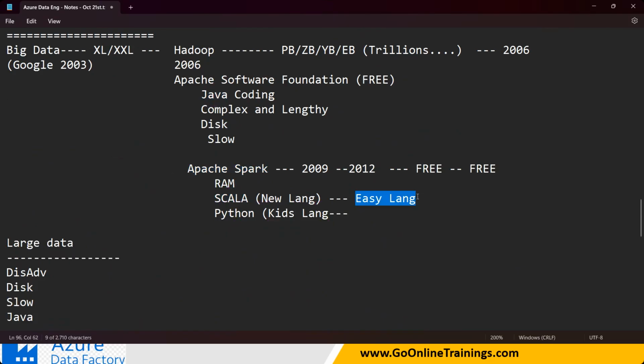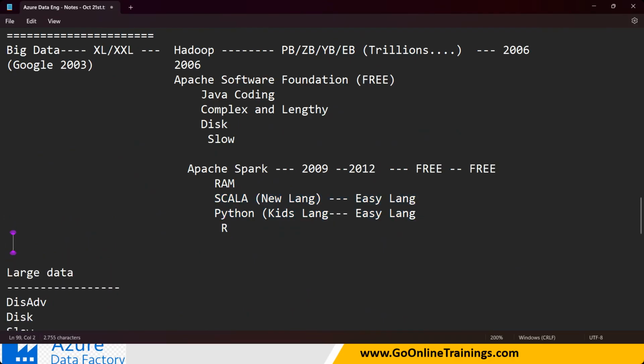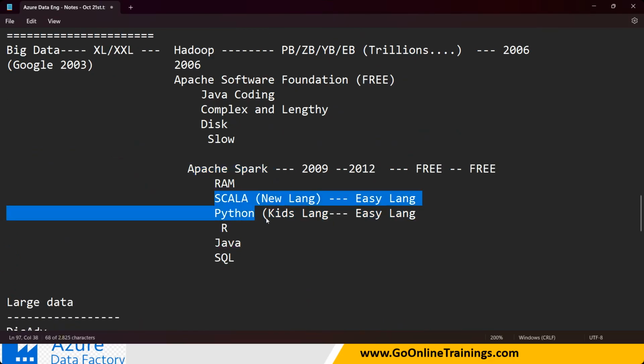So many people asked, can I also use Python? Yes, they said any language you can use. You can use Scala, Python, R, Java, and SQL. Anything you will be able to use, but people started using Apache Spark today with Python or Apache Spark with Scala, because these are very easy languages.